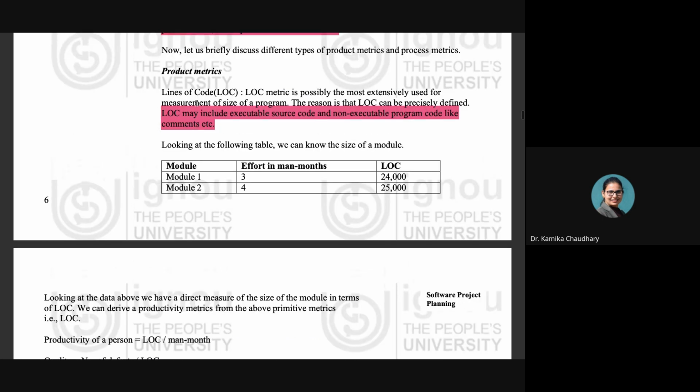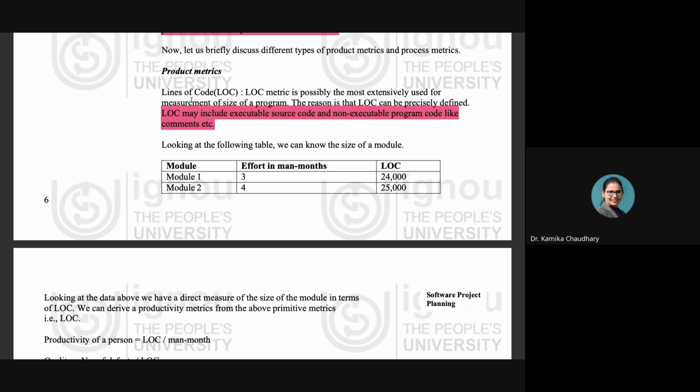So we are going to read about the product metric first of all. In the product metric, we have lines of code. The lines of code metric is possibly the most extensively used for the measurement of the size of the program. Lines of code are just going to depict how many lines are present in the entire code of the software program that is being developed, right? So when we calculate the entire number of lines present in our software, it is just going to tell us about the size of the program, right?